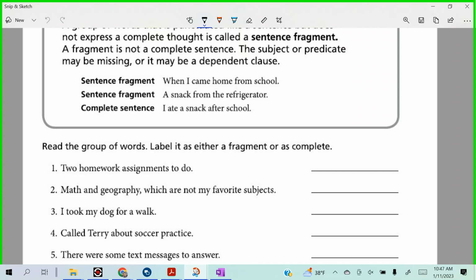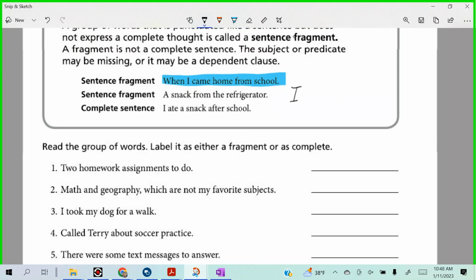Sentence, this is the next one. Take a look. So this one is a fragment right here. Okay? Here's another one. A snack from the refrigerator. What are we missing here? I ate. Fred, you nailed it. We're missing both. Look, let's dig into this one really quick. I'm gonna write what Fred just said down, right?